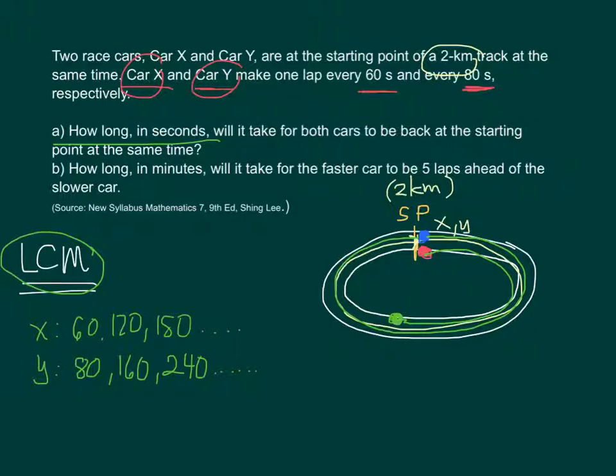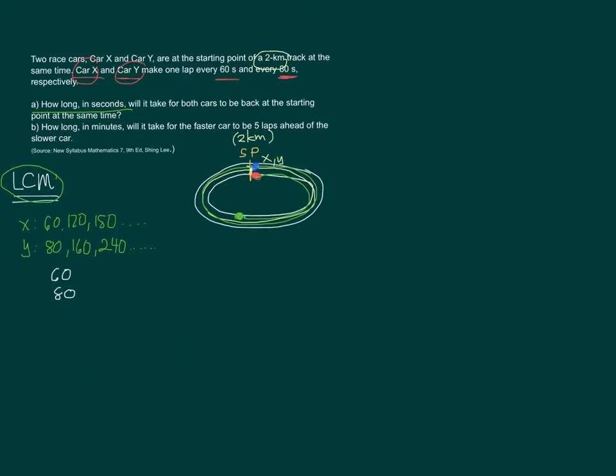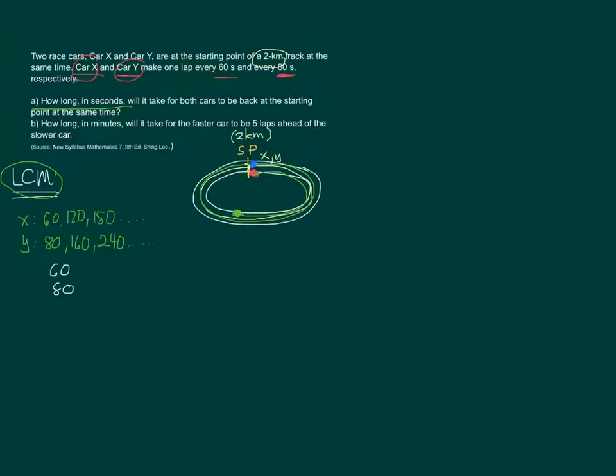Okay, we can always do that and find the first common number, and that will be our answer. But there is another way of finding the LCM, and let me use that in this particular problem. So to find the LCM of two numbers, here namely 60 and 80, what we can do is we break the numbers into their prime factors.